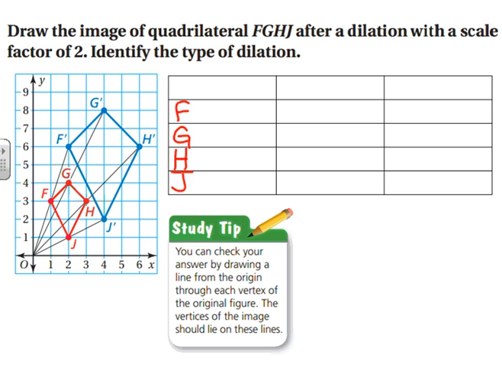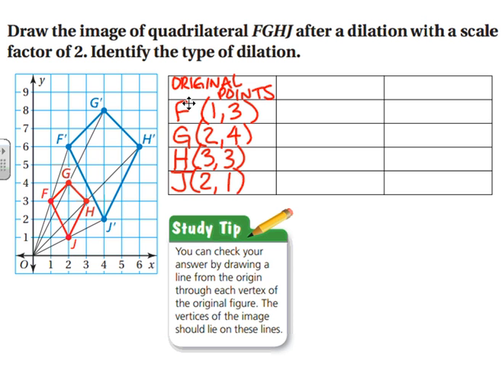So first column, I'm going to do original coordinate points. And I'm just going to list what those coordinate points are. So F was at (1, 3). G is at (2, 4). H is at (3, 3). And J is at (2, 1).